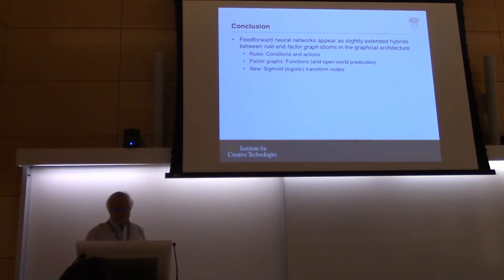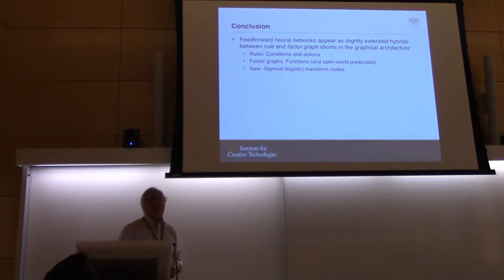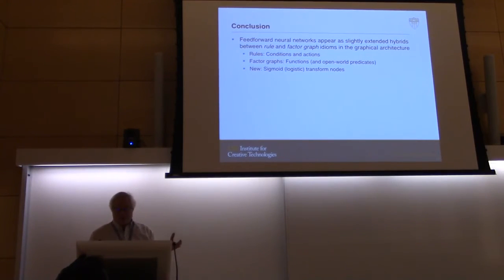Okay, conclusion. Feed-forward neural networks are slightly extended hybrids between rule and factor graph idioms in Sigma. So they combine the conditions and actions from rules with the functions and also the open world predicates, which we used here for reasons I won't go into, from factor graphs. And then they add one little bit. They add the ability to do sigmoid transforms. And that's what makes it happen.